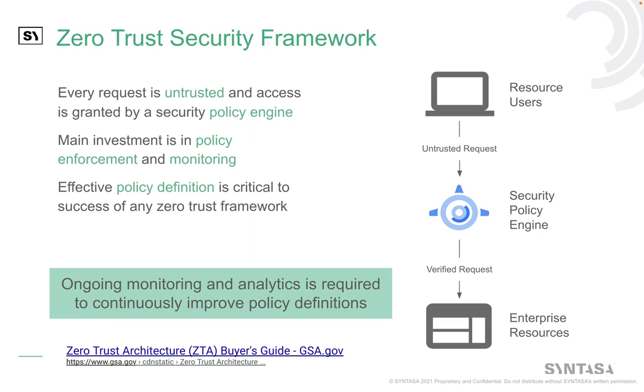Typical examples of these rule policies go something like: authenticated users can only connect to the system if their devices are known and their IP addresses are whitelisted. Effective policy definition is critical to success of any zero trust implementation. Ongoing monitoring and analytics is required to continuously improve policy definitions.